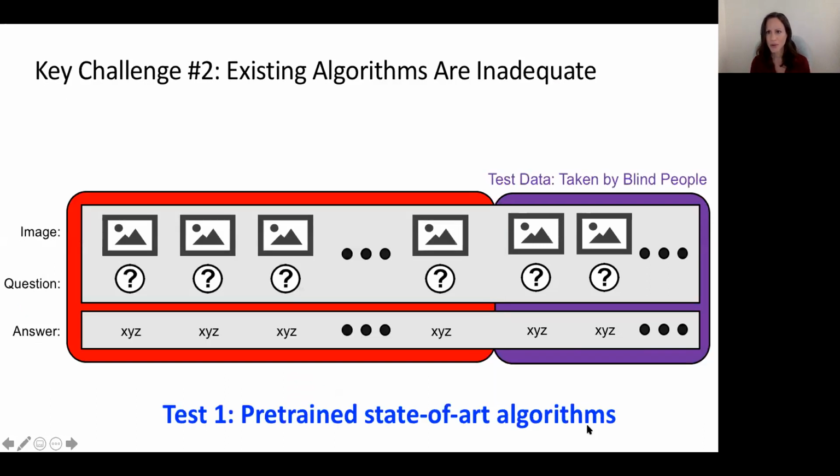And so we explored this in our initial work in 3 different cases. One case is we looked at pre-trained state-of-the-art algorithms. What do I mean by pre-trained? I mean where the algorithms are trained on the, at the time, state-of-the-art, most popular data set, the first version of the VQA data set from Antol et al. in 2015.